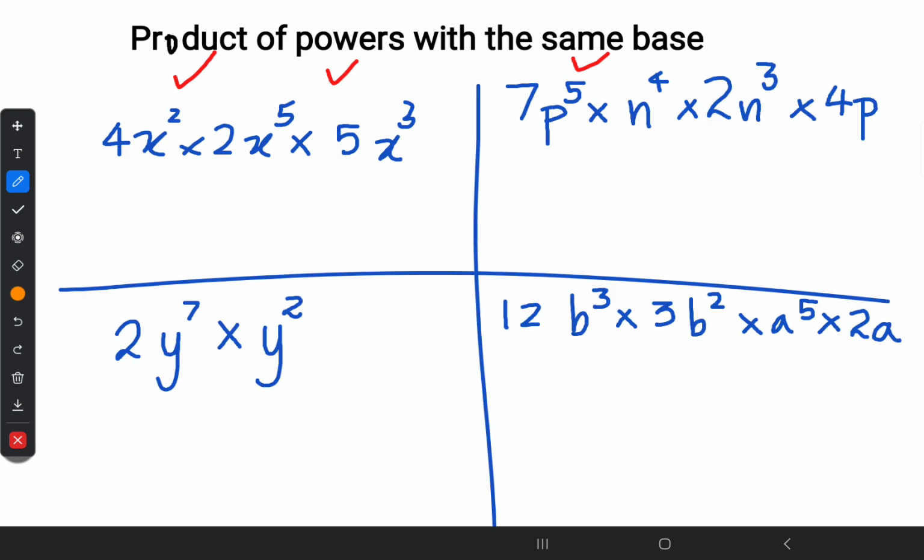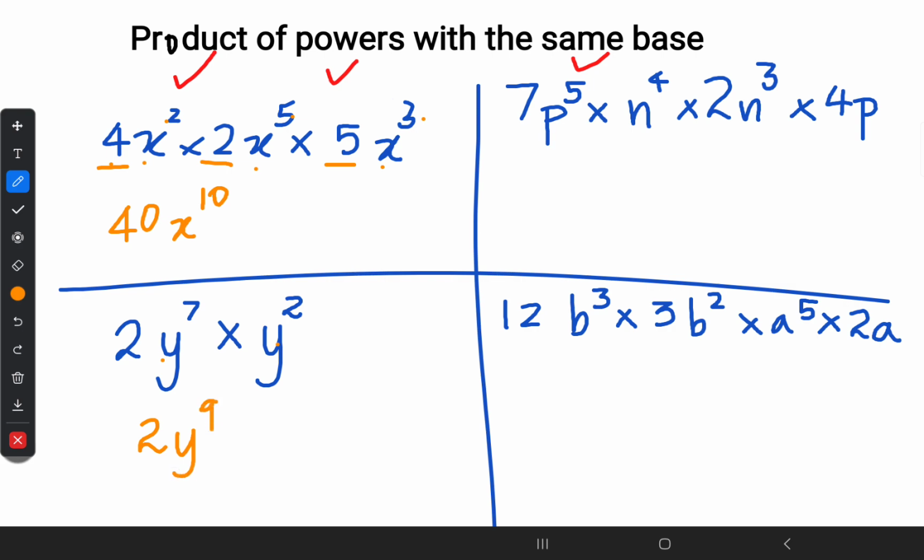So in the first question, I'll multiply the numbers. 2 times 4 is 8. 8 times 5 is 40. Then the indices x power of 2, x power of 5, x power of 3. 2 plus 5 is 7, plus 3 it would be 10. 40 x power of 10. Next, only 2 is here. And y power of 7, y power of 2. Both together, y power of 7 plus 2 is 9.